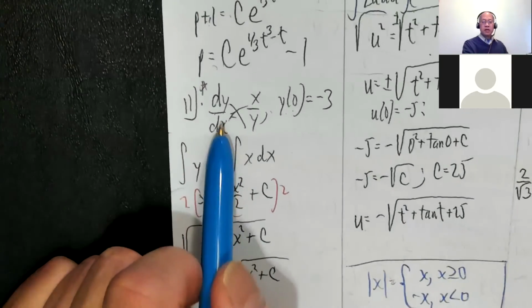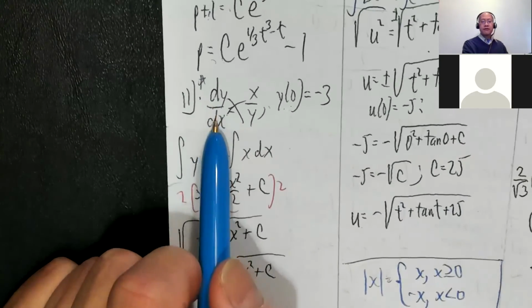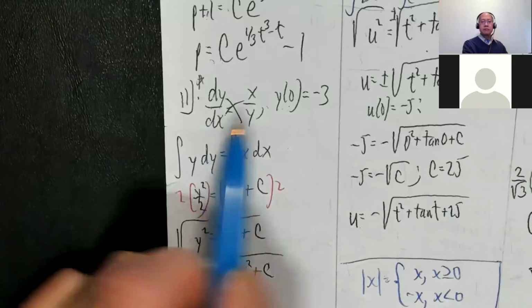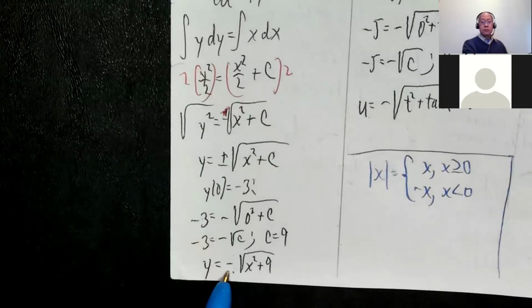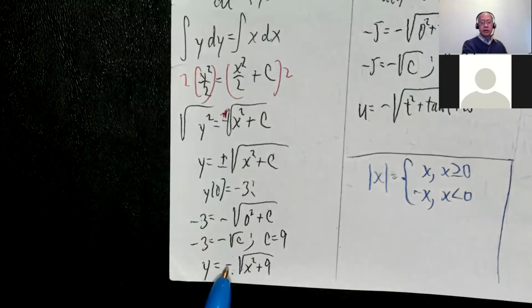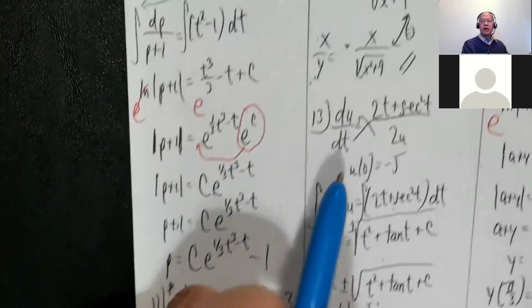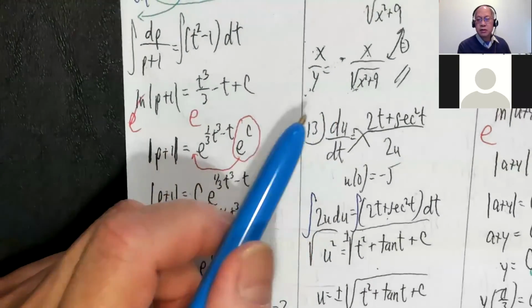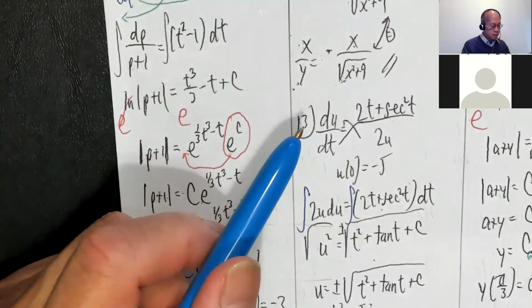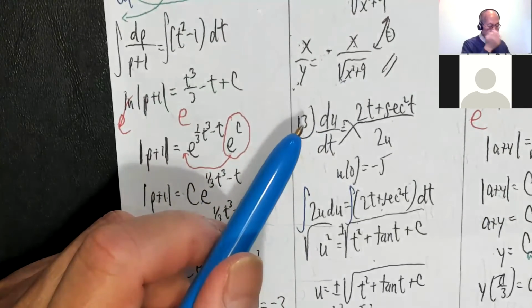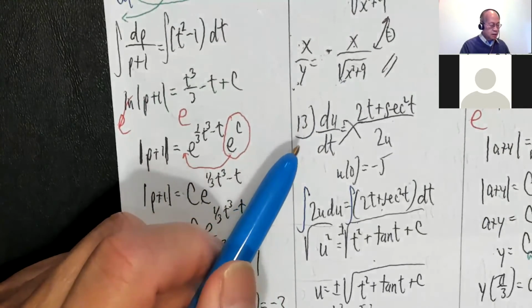Okay, so the original differential equation was this. Come up with a function so that the derivative is x over y, and when you plug in 0, you get negative 3. Here it is. When you plug in 0, you get -3. I found a derivative. I found x over y, and they were indeed equal. That's about it for that one.